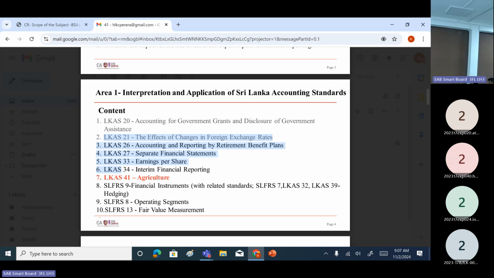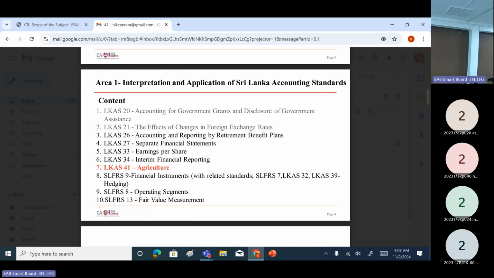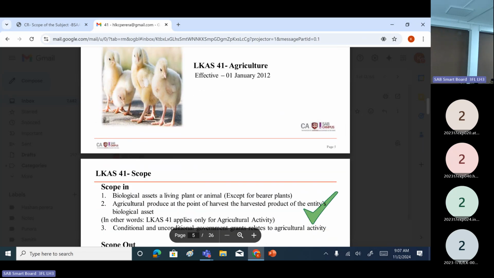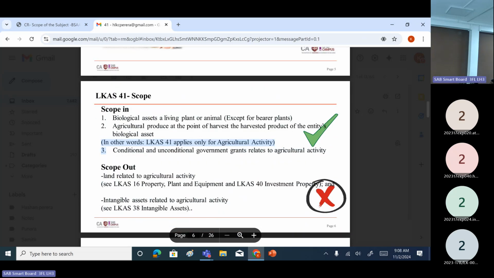Likewise, you may have a series of SLFRS in future. Whatever standards come in will be added under SLFRS, IFRS, right? Keep in mind. So here we are discussing the last standard under the International Accounting Standards Committee, that was IAS 41, agriculture. It will cover this area.